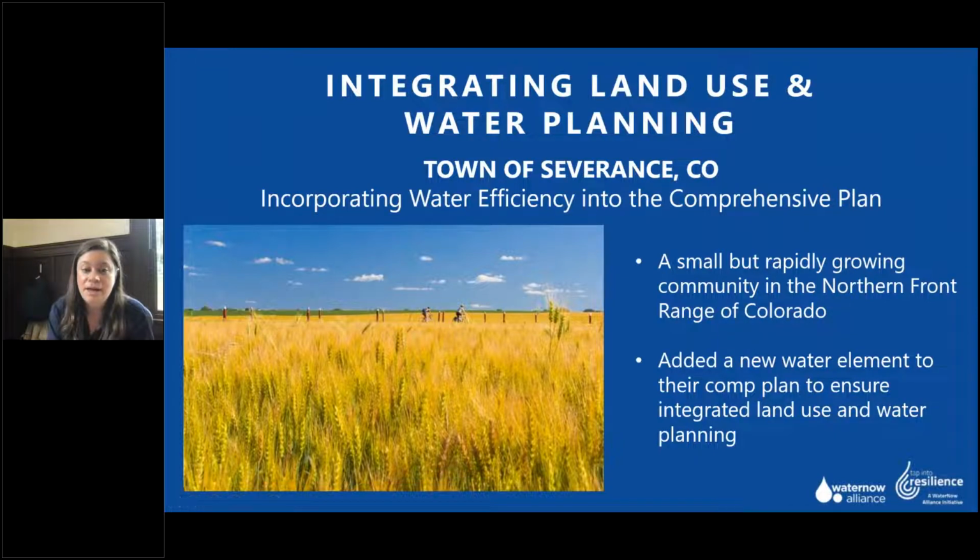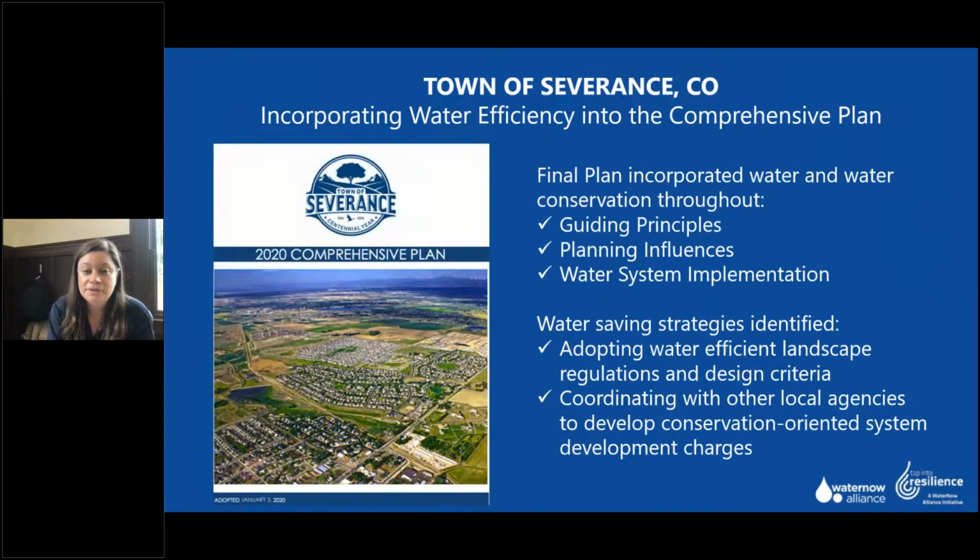So if we'll go to the next slide. As a result of this work, in January 2021, Severance adopted an update to their comp plan that incorporates water and water conservation strategies throughout the plan. For example, the guiding principles and planning influences sections include these strategies, as well as there's a separate water system implementation section that includes specific opportunities for improving water efficiency into the near and longer term.